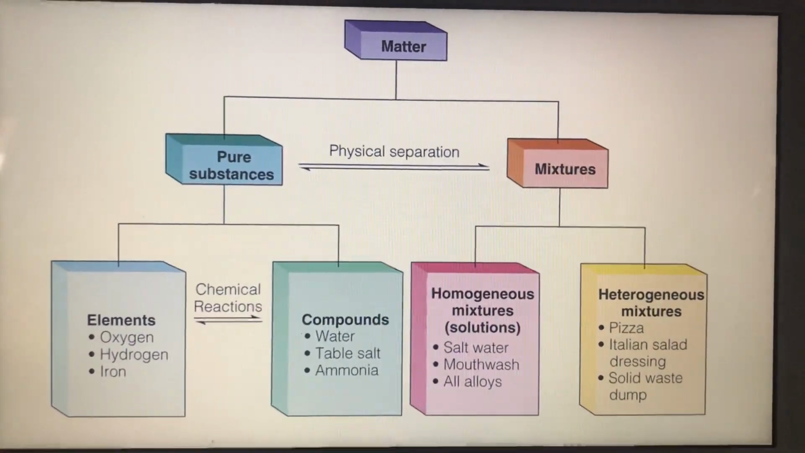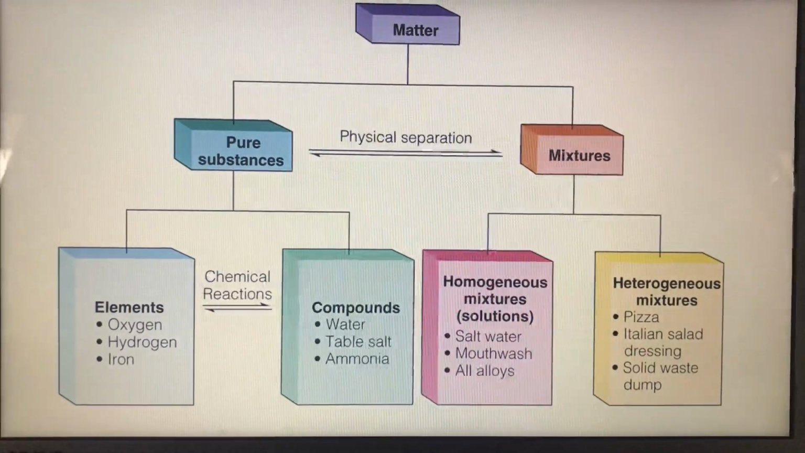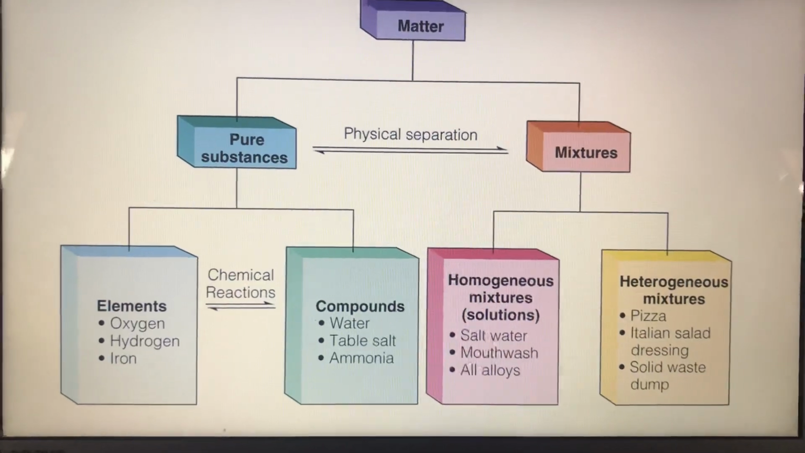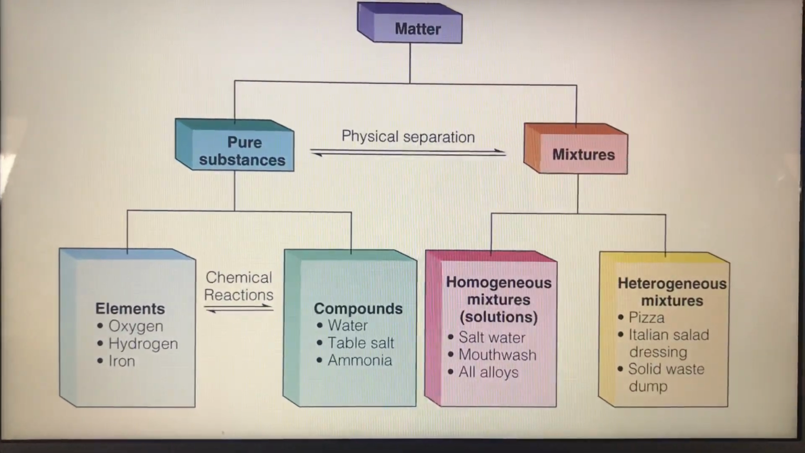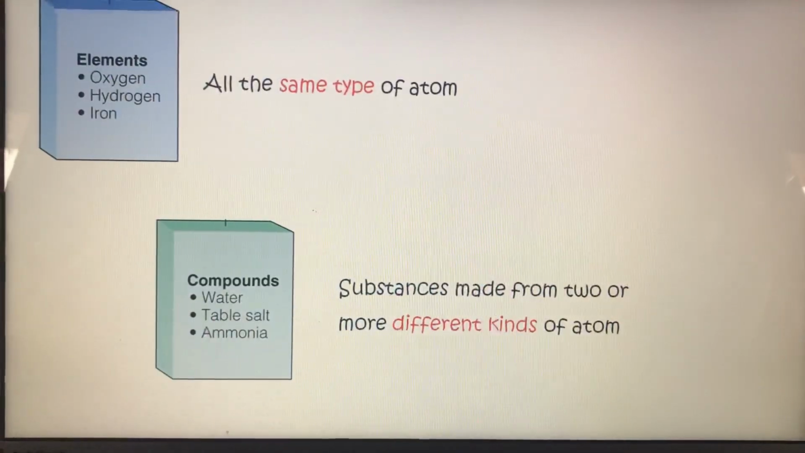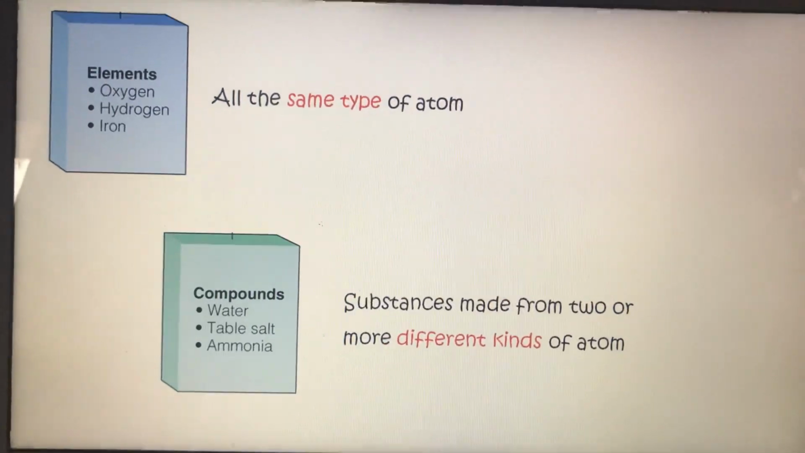Now I'm going to classify matter. How can I classify a matter? A matter can be classified according to if it's a pure substance or a mixture. What is the difference between a pure substance and a mixture? Let's look at pure substances. A pure substance can be an element or a compound.